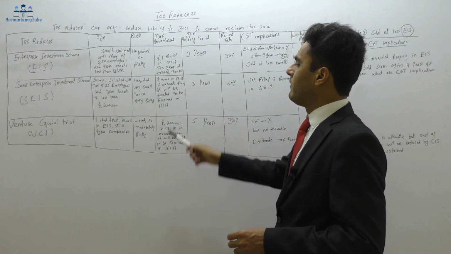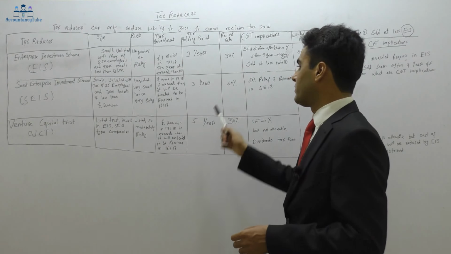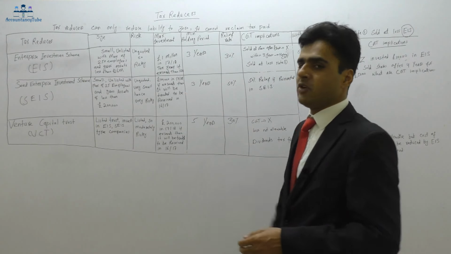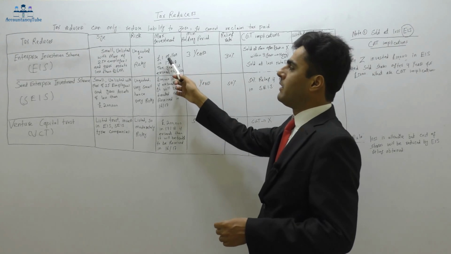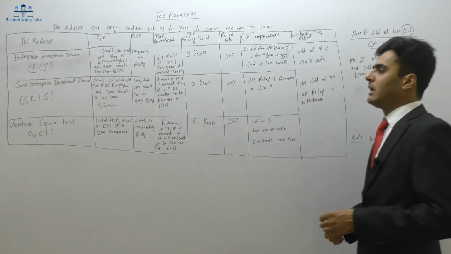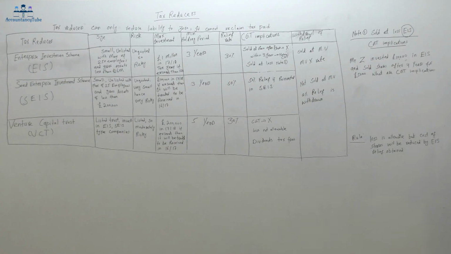And maximum investment in SEIS, because of the 50% relief, we will only be able to invest £100,000, unlike £1 million in EIS. We will only be able to invest £100,000 in the seed enterprise investment scheme. However, if you have invested in excess of that, that excess will be considered to be invested in the previous tax year of 16-17. Again, in the previous tax year as well, the maximum will be £100,000.